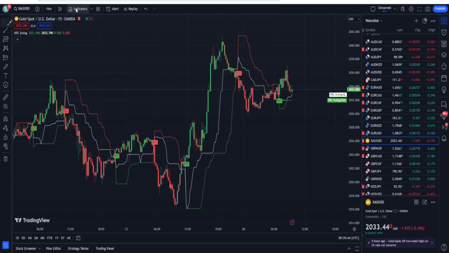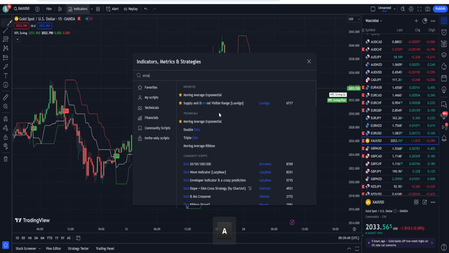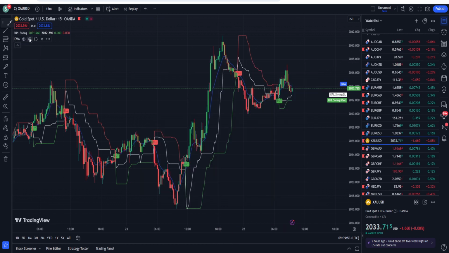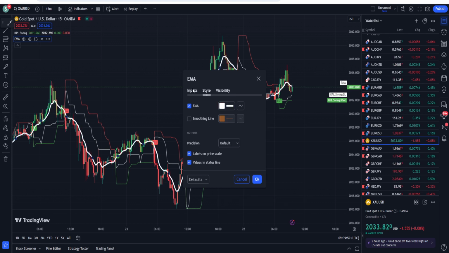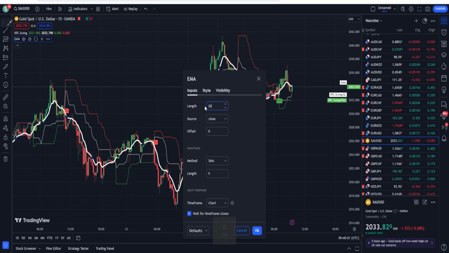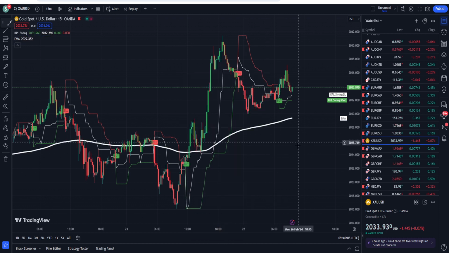Okay, so the second thing that we are going to use is EMA. When we write EMA, the moving average exponential, here we go to the settings, and I'm going to give it a white color, the last level of thickness, and from the input section I'm going to change the length to 200. Now you can see my trading setup is completely ready.